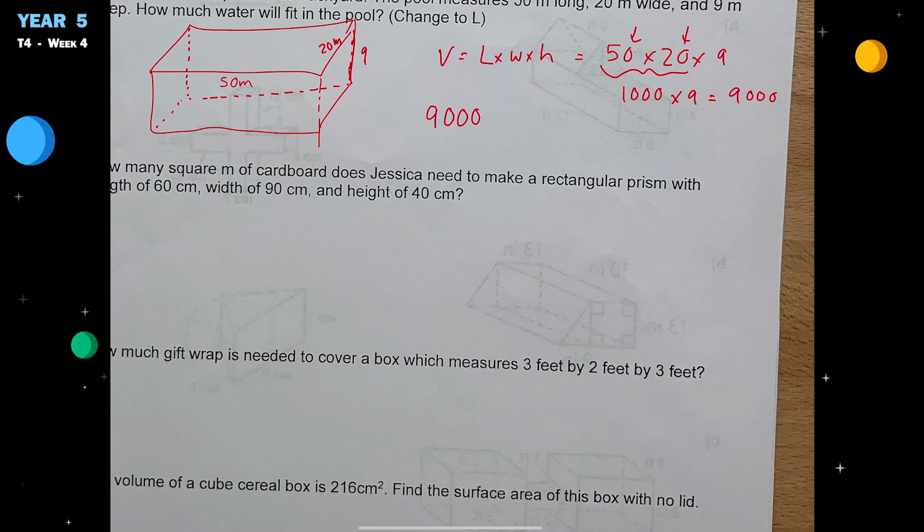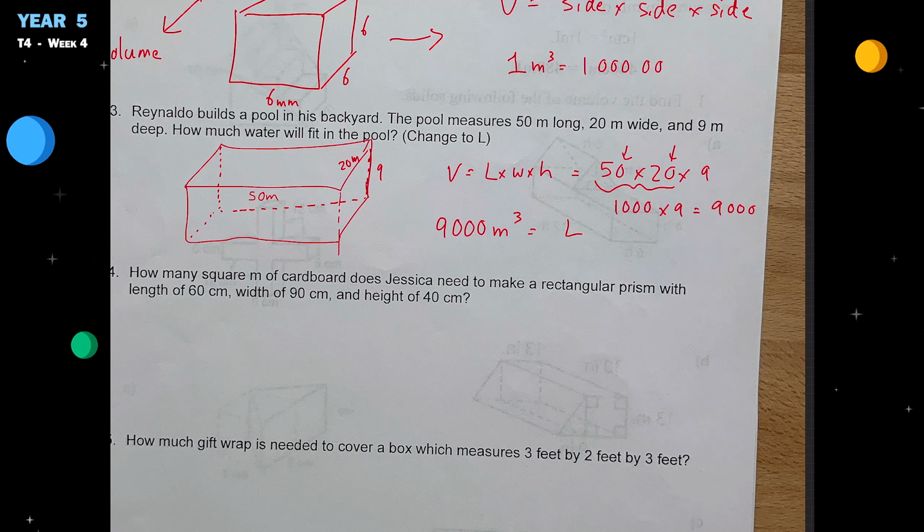Now we've got to convert this into liters. How does that work? Well, we know that 1 meter cubed is equal to 1 million centimeters cubed, and that's equal to 1 million milliliters, which equals 1,000 liters. So what that means is that 1 meter cubed is equal to 1,000 liters. Now you have 900,000 meters cubed. So how many liters is that?